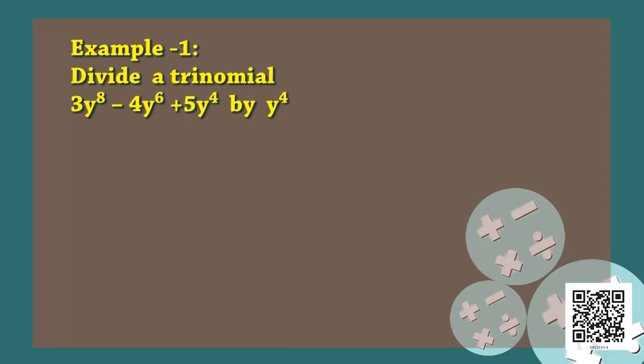Example 1, divide a trinomial 3y to the power of 8 minus 4y to the power of 6 plus 5y to the power of 4 by y to the power of 4.